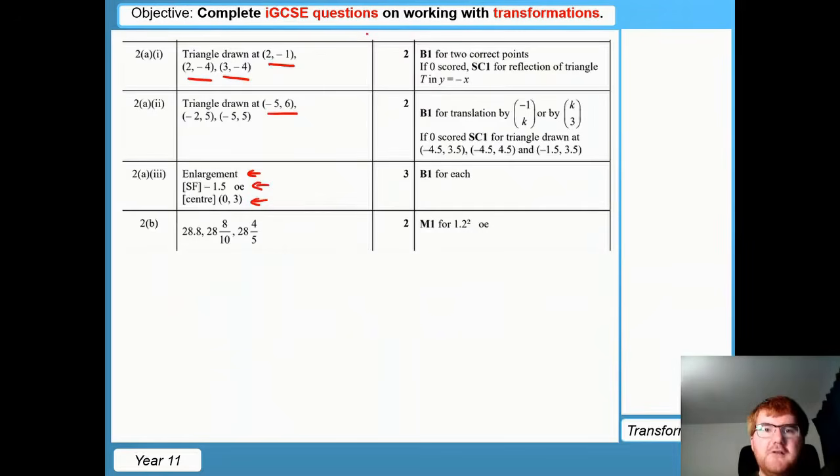Okay, so you can check your answers, so you can look at the mark scheme now in a bit more depth. Again, you get a method mark for identifying this idea of doing 1.2 all squared.